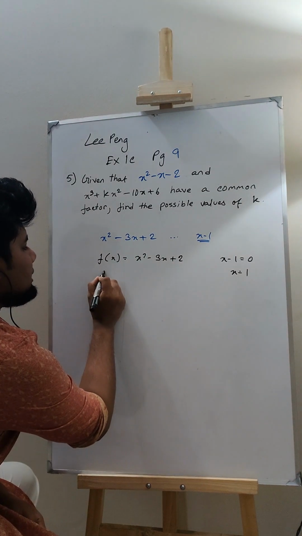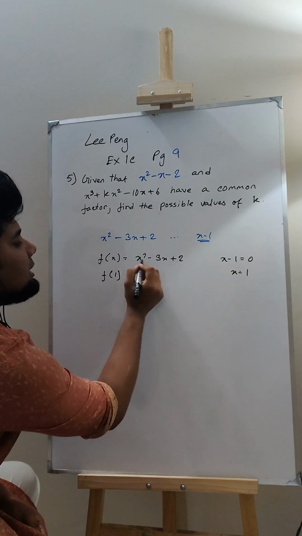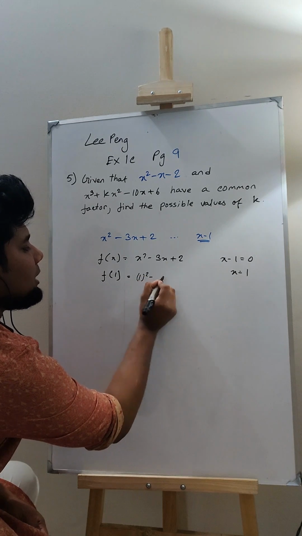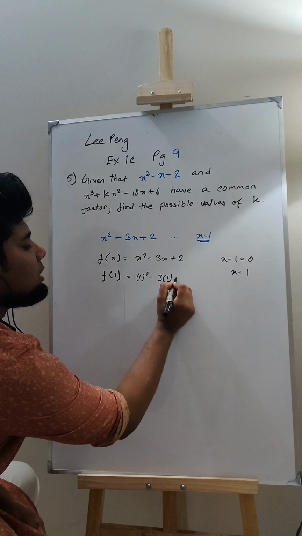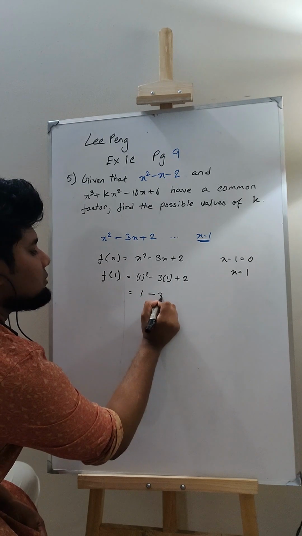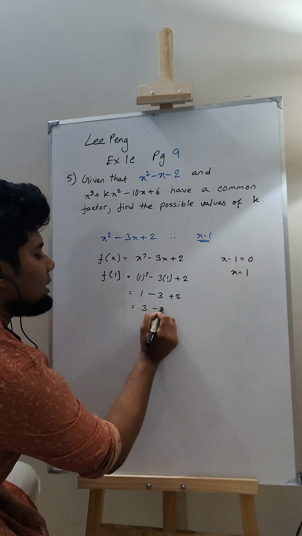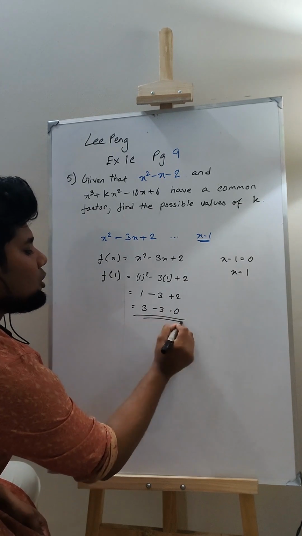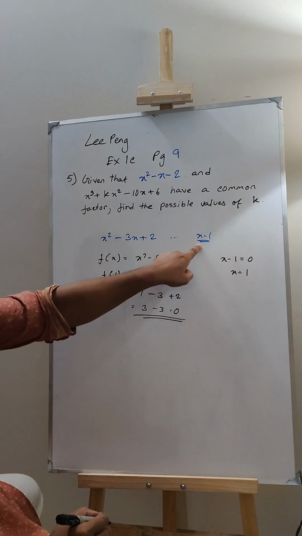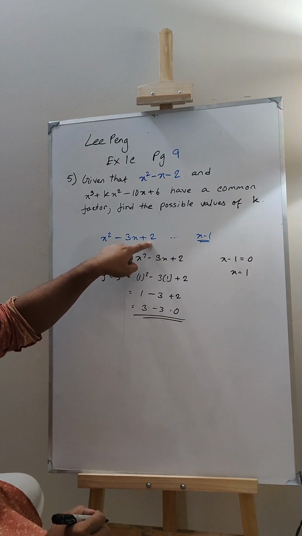So if you put f of 1, then instead of all the x's we will put 1. So 1 squared minus 3 into 1 plus 2. This becomes 1 minus 3 plus 2. You get 3 minus 3 equals 0, which basically means there are no remainders. So of course x minus 1 is a factor of x squared minus 3x plus 2.